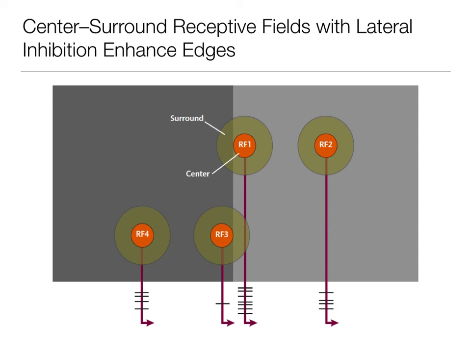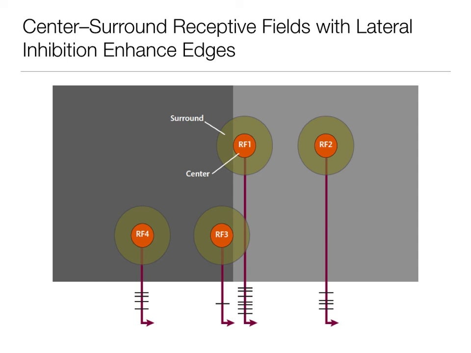This example is figure 2.30 in your textbook, page 75. In this example, these are all on-center receptive fields. You could do it with off-center, but this one happens to be on-center. Remember, the orange centers are responding differently than the green surrounds. Where we have these two receptive fields right on the edge, we're getting information from RF1 and receptive field 3, RF3, that are saying, hey, there's an edge here, and they're both telling you this.